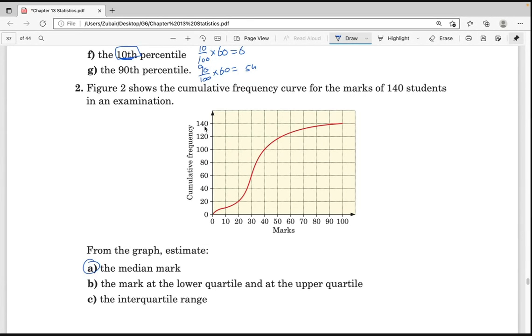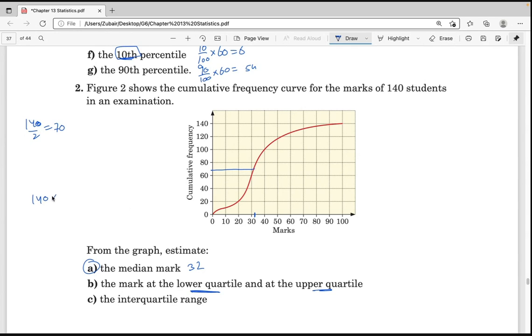median. 140 by 2 is 70. So at 70, we read the median. 31 or something. And then the mark at the lower quartile and the upper quartile.